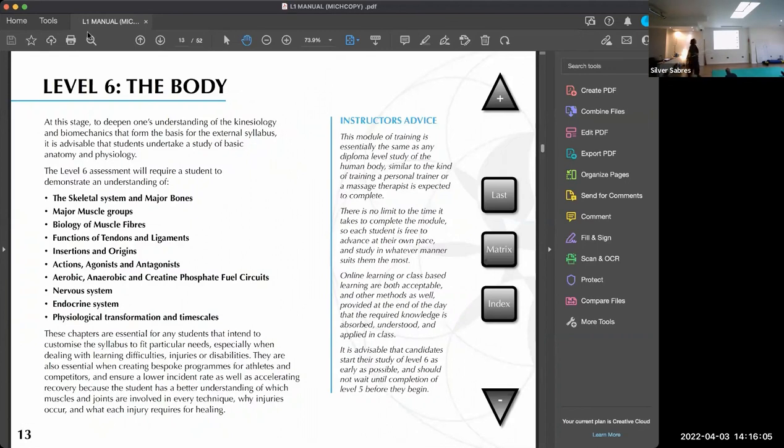There is no limit to the time it takes to complete the module, so each student is free to advance at their own pace and study in whatever manner suits them the most. Online learning or class-based learning are both acceptable, and other methods as well, provided at the end of the day that the required knowledge is absorbed, understood, and applied in class. I don't care how you study it. If I point, you should be able to know that bone, these muscles, these actions. Done. It's not that hard.